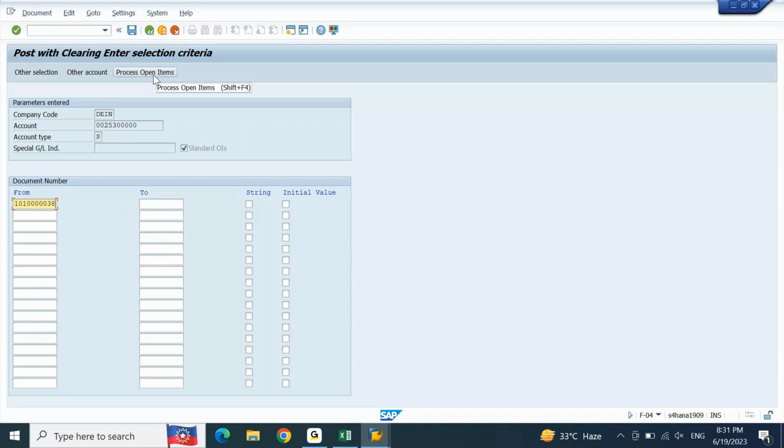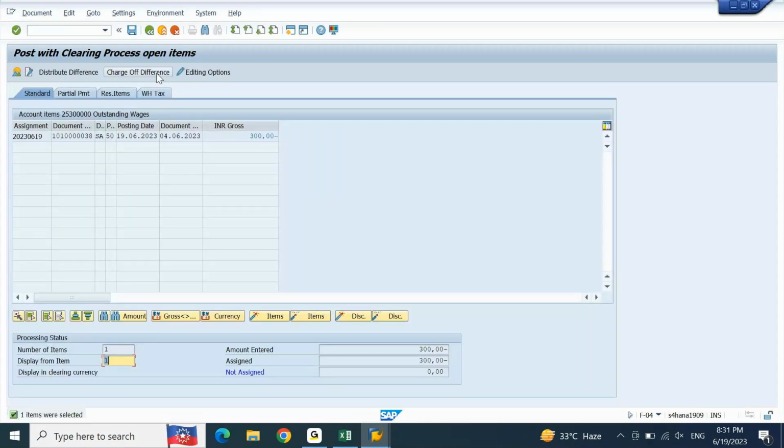When you click on process open item, the system is going to take this GL account, and in this GL account it will display this document number. Let me click on process open item. Now it has shown one transaction, 300. If you see this account, items 253 all zeros, outstanding wages, only one item it is displaying. The item value is 300, the amount that you have entered is 300. Now you have to understand these numbers.